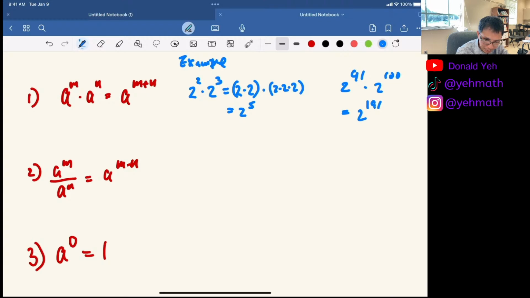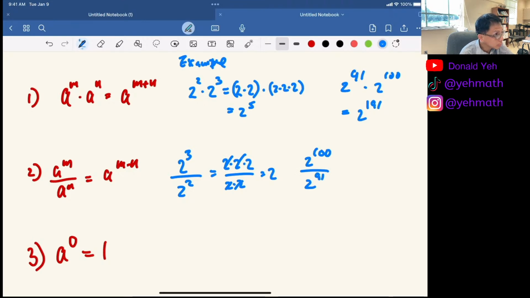Now this one is going to be 2 to the third power over 2 to the second power. Of course I can write it down in slow motion, cross it out, and that's going to be 2. But that's a bad way to do it. What if you have 2 to the 100 over 2 to the 91? What would it be? 2 to the what? 2 to the 9. Good.